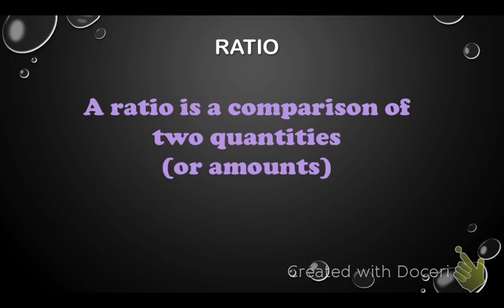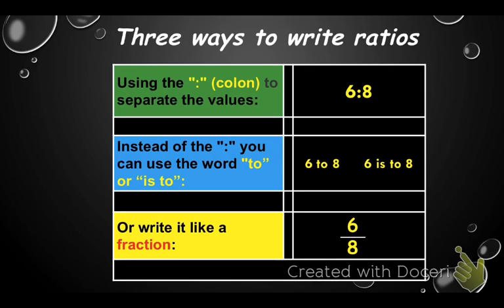What is a ratio? That's the first thing on your graphic organizer. Well, a ratio is very simple. It's a comparison of two quantities, or a comparison of two amounts. So I might be comparing green to red. How many things are green? How many are red? That's a comparison of two amounts.